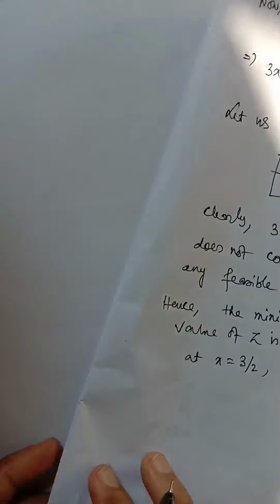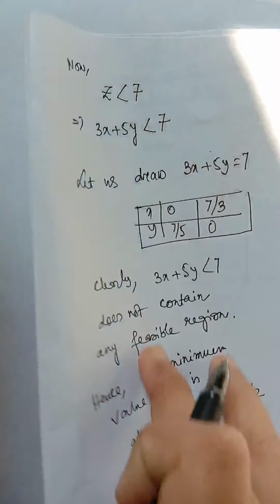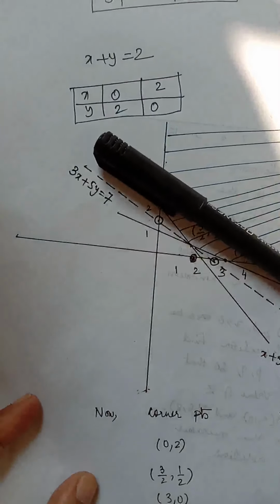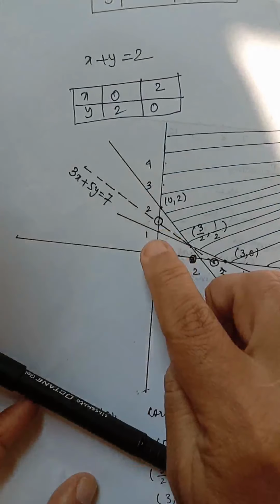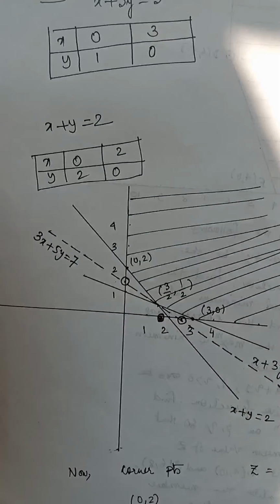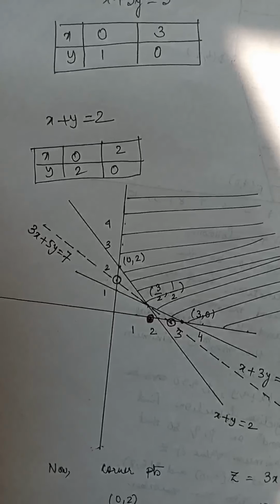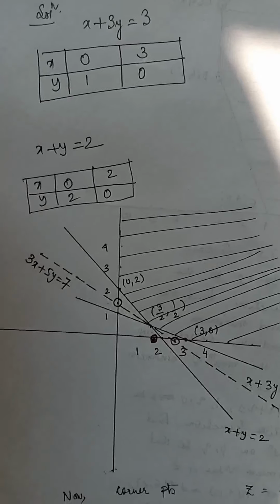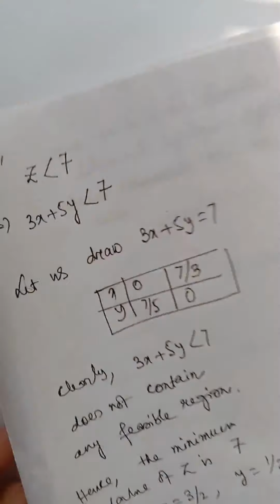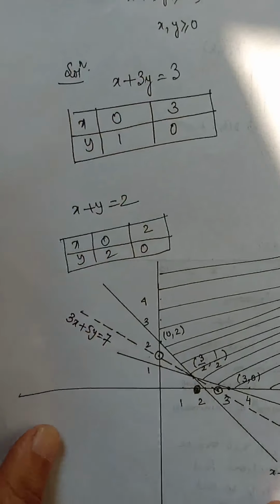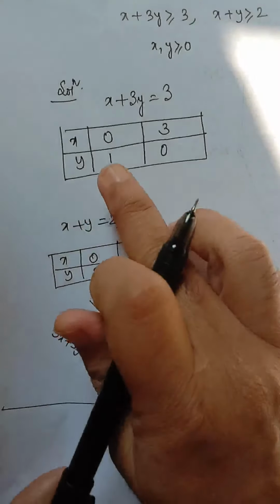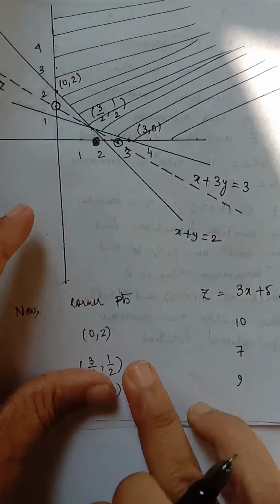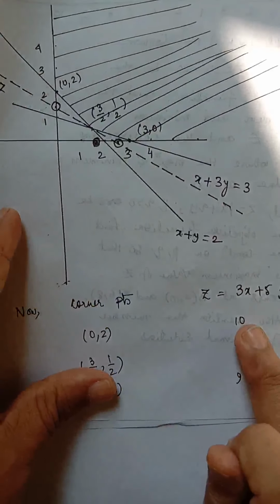Now one more thing: if 3x plus 5y less than 7 contains some part of the feasible region, in that case we say the minimum value of z does not occur. There is no minimum value of z. Now suppose we have to find the maximum value of z. Suppose here, what we get is that the maximum value of z is 10.